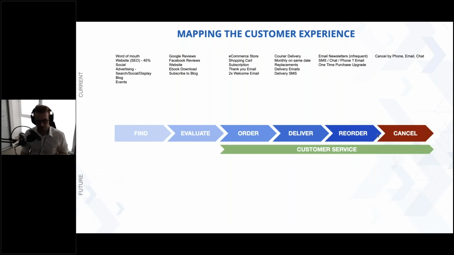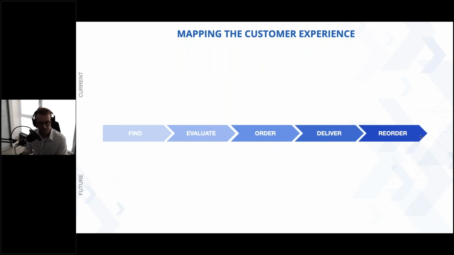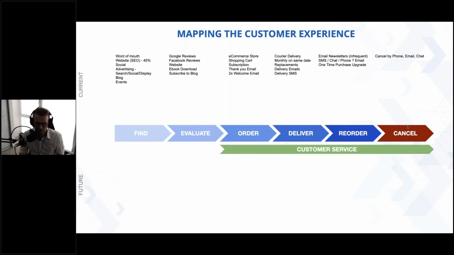Then as we do discovery with a client, we understand the current state on the top. And what we've done is we've modified this journey. This is quite a standard one, but because Paul has subscribers, he also has a very clear cancel process. So we decided to add another step. He also said customer service is very important to him, and it goes throughout, even at the cancellation phase. So we added another one here as well, so we could really emphasize what the experience was like for customer service too.